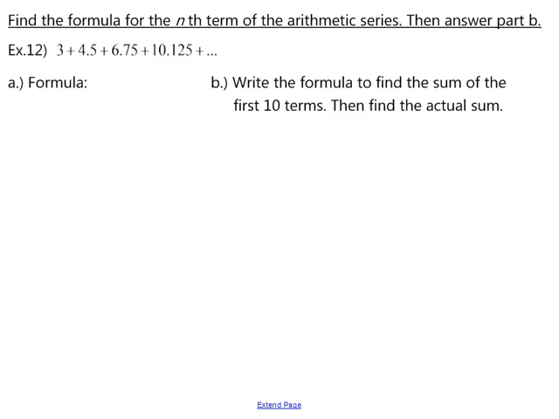I want you to go ahead and follow the previous example we just did, work out this one, and check back with me when you're finished.